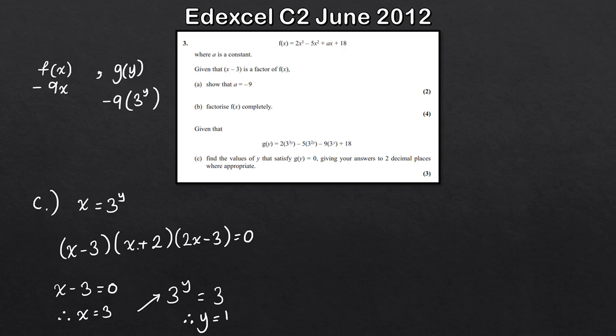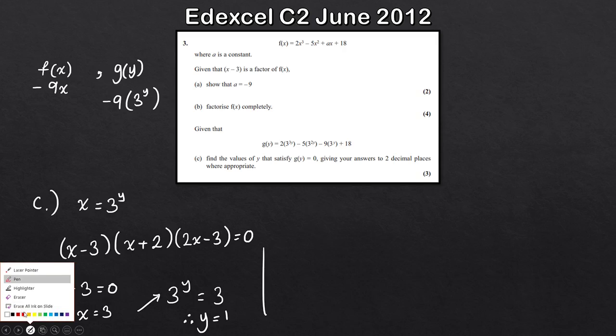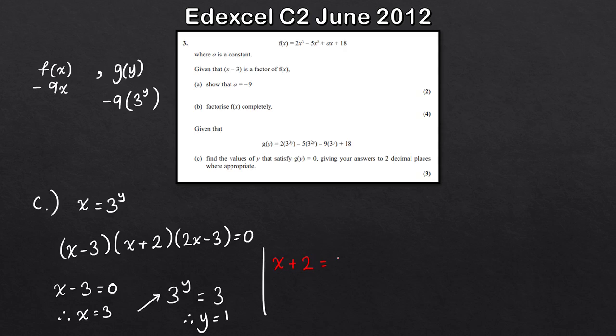We take a look at the next one here then. So x plus 2 equals 0. What I'm going to do is do this in a different pen colour. Let's do this one in red. So x plus 2 is equal to 0. So therefore, solving for x, we get x equals minus 2. And what we said here is x is equal to 3 to the y. So if x is equal to minus 2, what we're saying is 3 to the y is equal to minus 2.